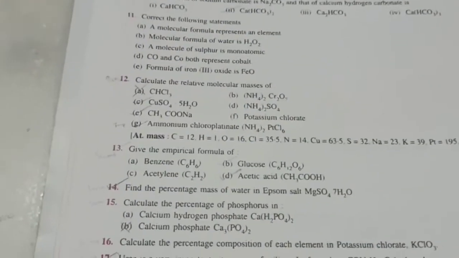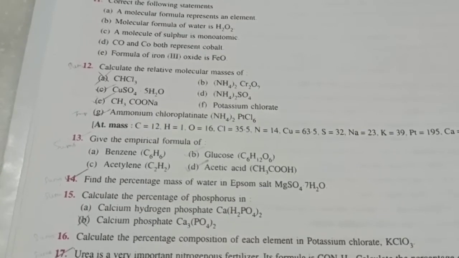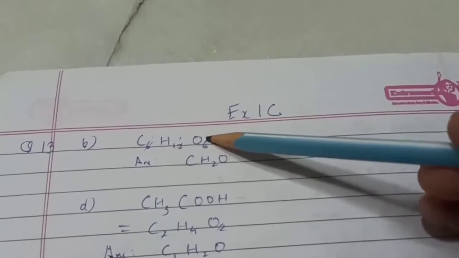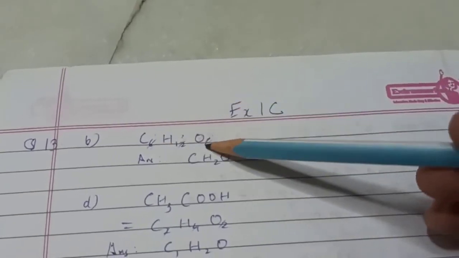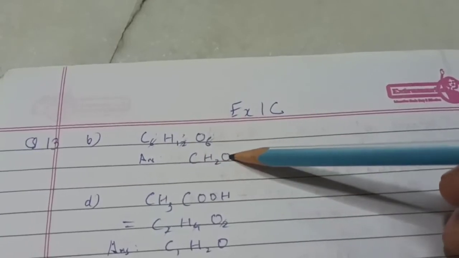Next, now let's do the 13th sum of empirical formula. We'll do the B and the D sum. Empirical formula simply means that whatever is the chemical formula, just try to reduce it to the simplest ratio. So 6 ones are, 6 twos are, and 6 ones are. So the answer is CH2O.